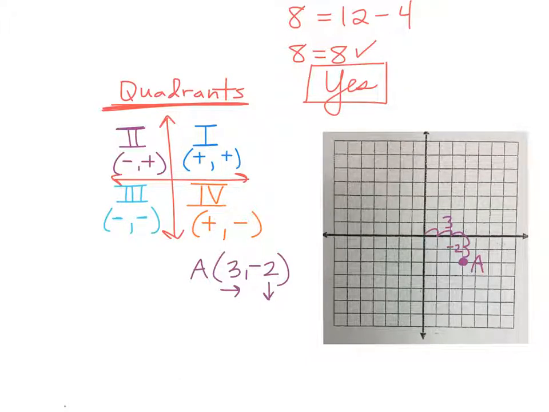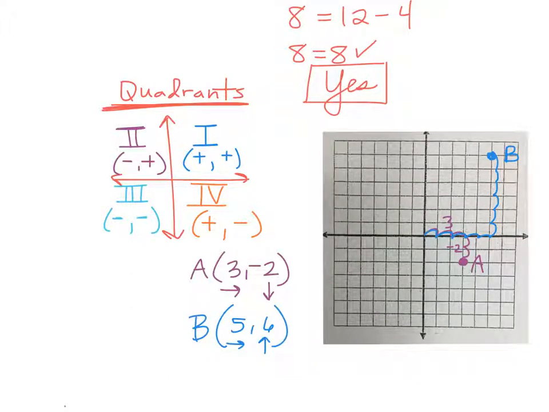Where would you be for B? If I said 5, 6. To the right and up. To the right 5, right? You always go left and right first. To the right 5, 1, 2, 3, 4, 5. Up 6, 1, 2, 3, 4, 5, 6. That is point B, okay? To the right 5, up 6.